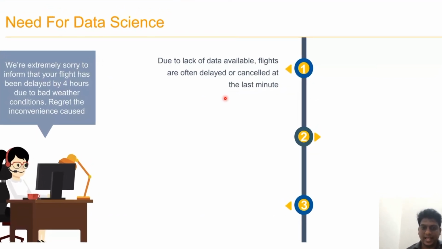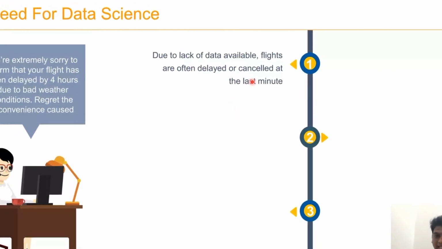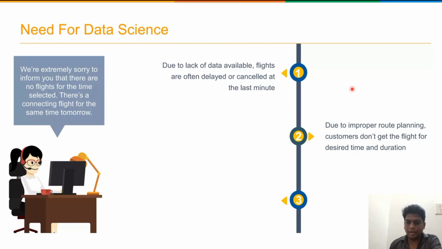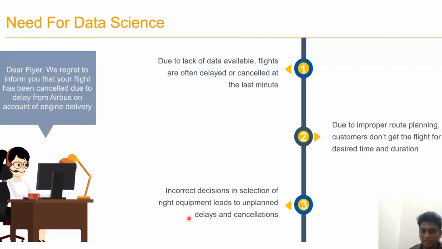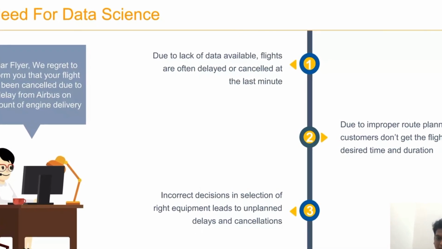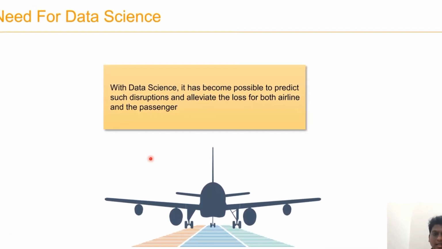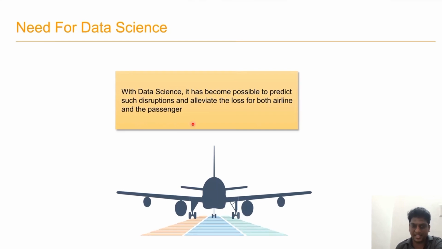Let us see another example. Due to lack of available data, flights sometimes may be delayed or cancelled at the last minute. Second, due to improper route planning, sometimes the customer doesn't get the flight for the desired time and duration. Third, the flight may be cancelled due to incorrect decisions in selecting the right equipment, which sometimes leads to unplanned delays or cancellations. Now data science helps to avoid these types of disruptions, and it helps both airlines and passengers.